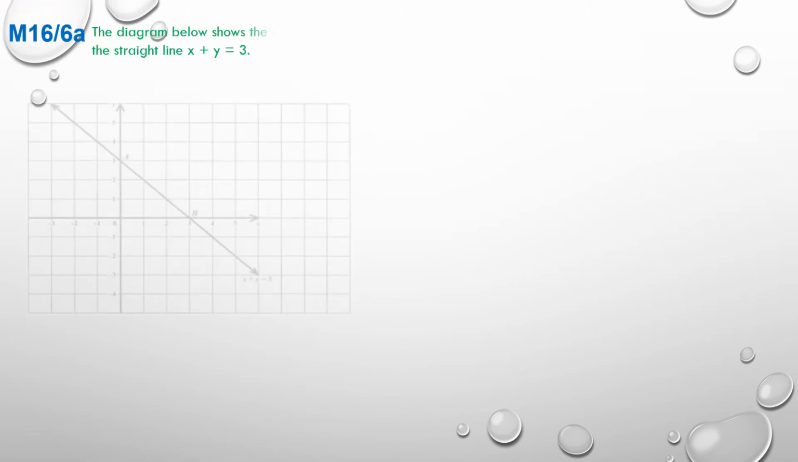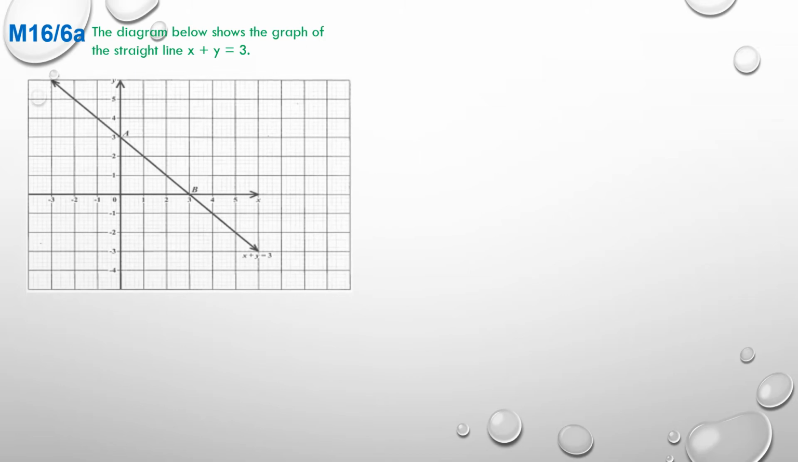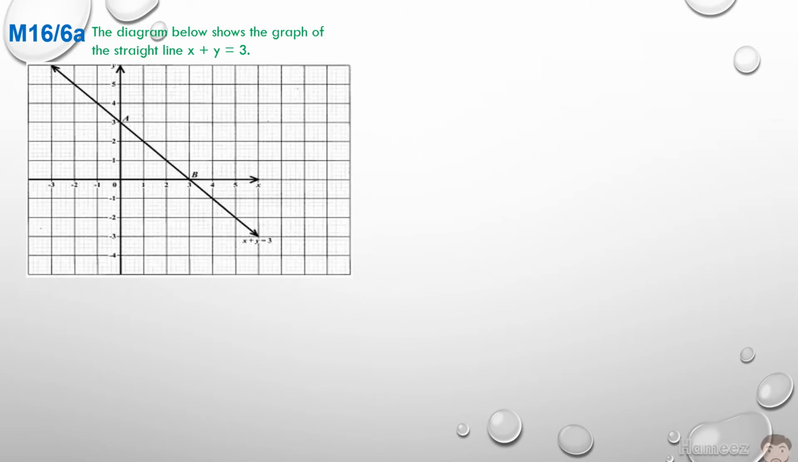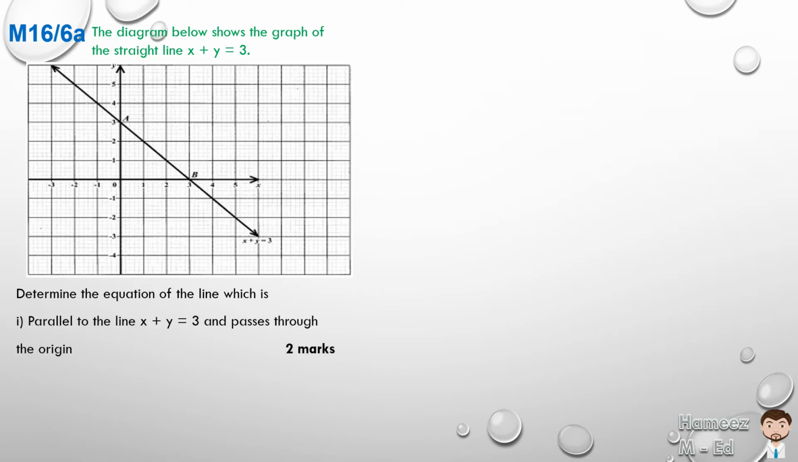May 2016, number 6a. The diagram below shows the graph of the straight line x plus y is equal to 3. So we have this line in black. Determine the equation of the line which is parallel to the line x plus y is equal to 3 and passes through the origin. Let's have that line in green. And we want to be able to get this line shifted down. It's parallel but passing through the origin.